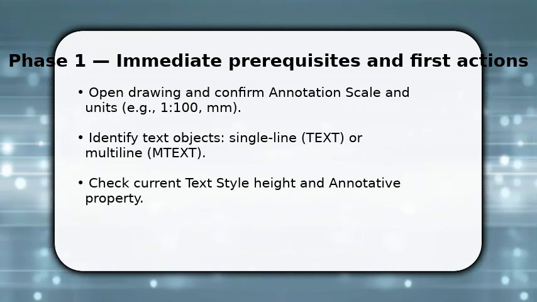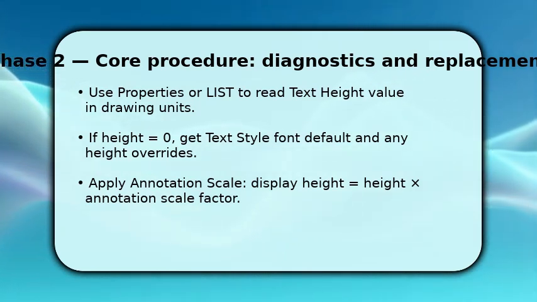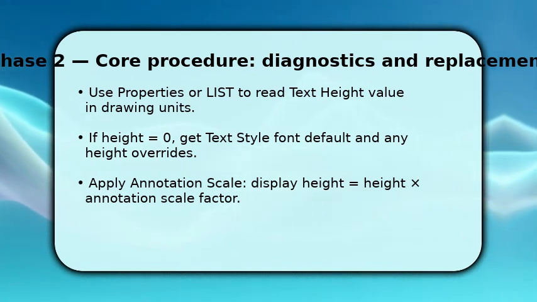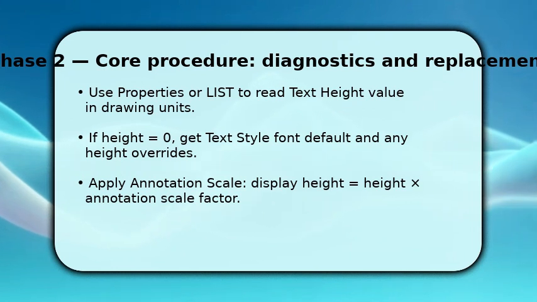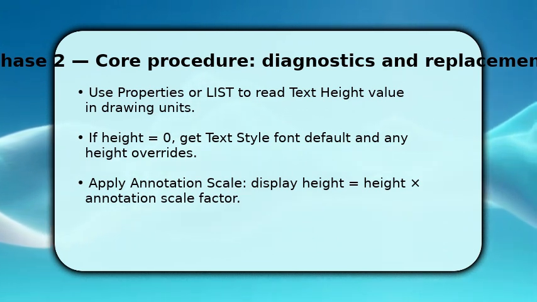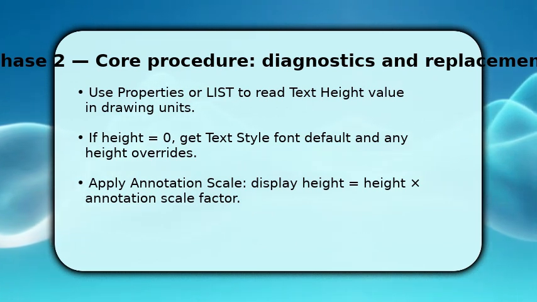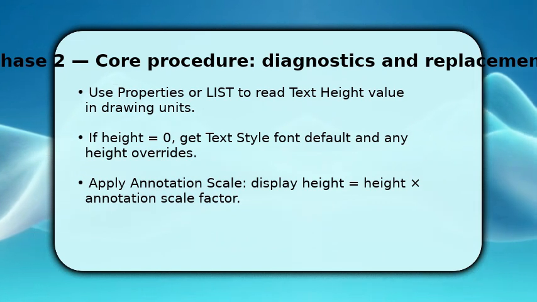Now measure. With the text selected, open Properties or Run List to read the text height in drawing units. If the text style height is 0, you must read the inserted object's height override. To convert to plotted or on-screen size, multiply that height by the annotation scale factor. This gives display height. If the text is annotative, make sure the current viewport scale matches the annotation scale, so the computed display height equals the intended plotted measurement.